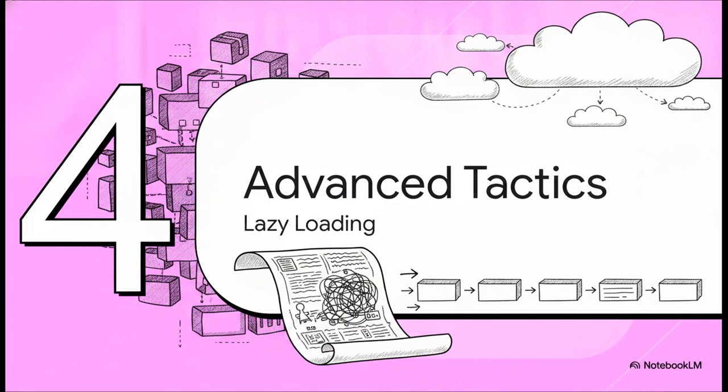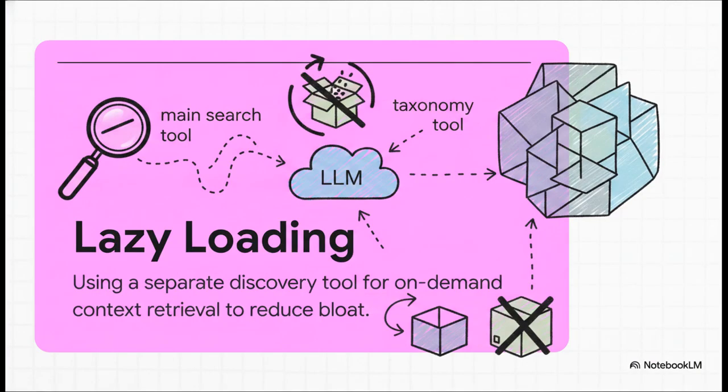Moving on to section 4, advanced tactics, lazy loading, or on-demand context retrieval. So what do you do when you have wildly complex schemas or tons of connected tools where even optimized descriptions cause bloat? You use lazy loading. This means removing those complex descriptions and massive enum lists from the always loaded context entirely. Instead, you provide a separate discovery or taxonomy tool for on-demand retrieval. You keep the main search tool lean, and the LLM only reaches for that taxonomy tool when it actually needs to look up valid values.